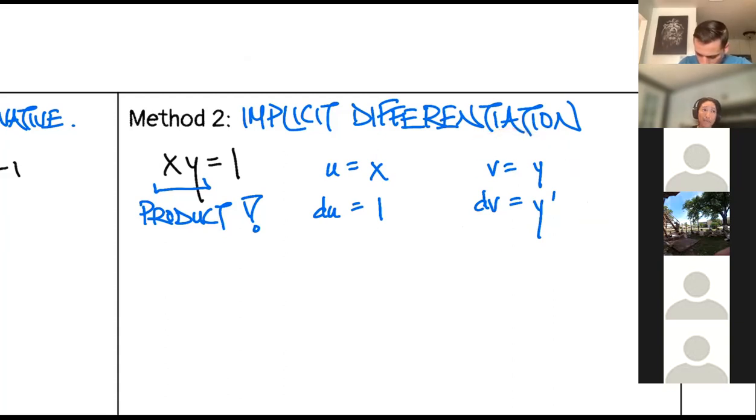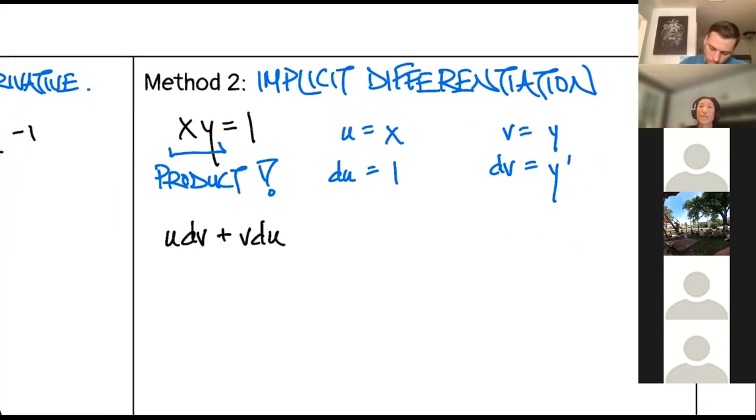All right, let's plug all of this into the product rule. We're going to get U dV plus V dU, or whatever iteration of it. Now that is a good question. I've been waiting for that question. Why is the X also not X prime? Anyone have any ideas around that?